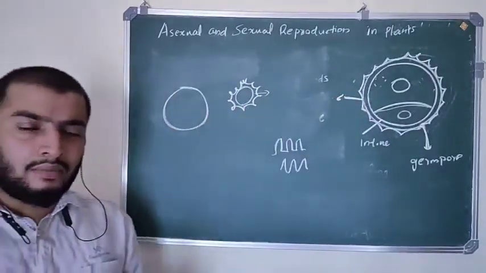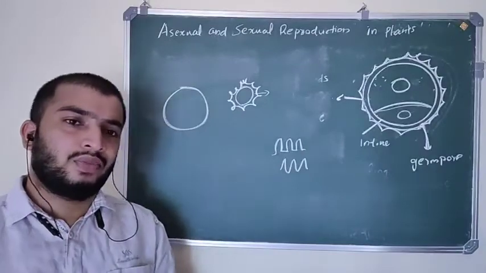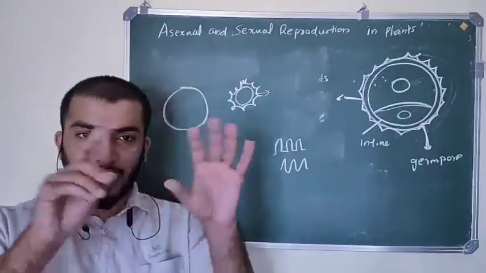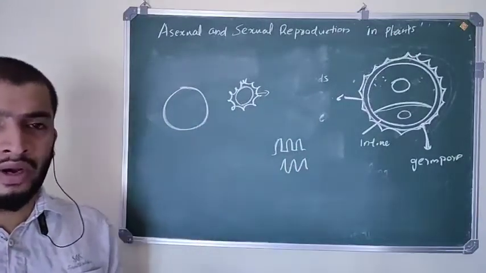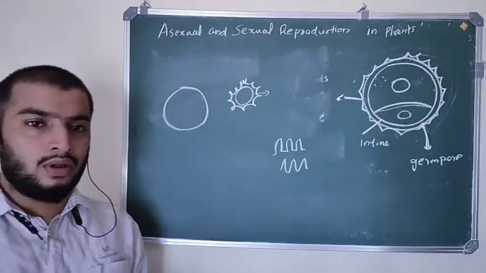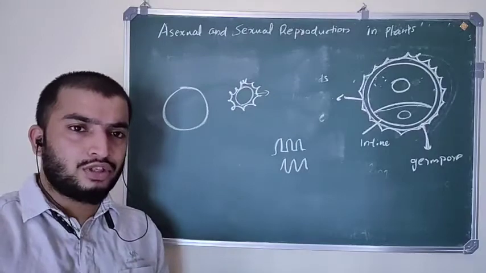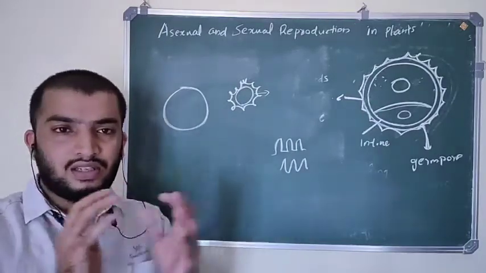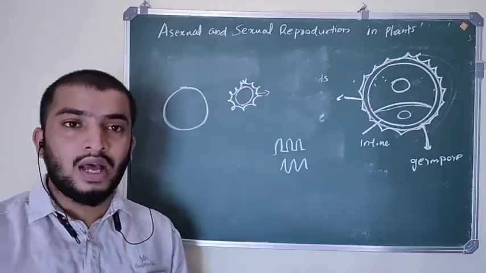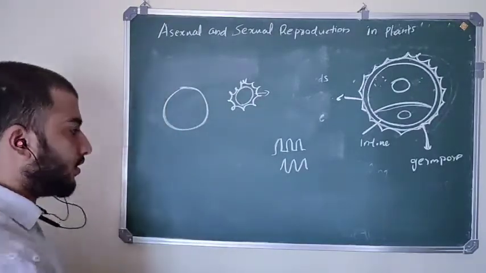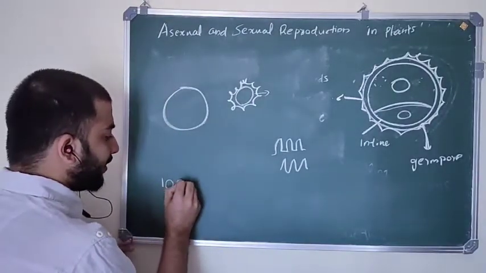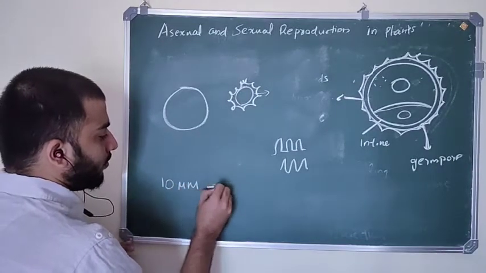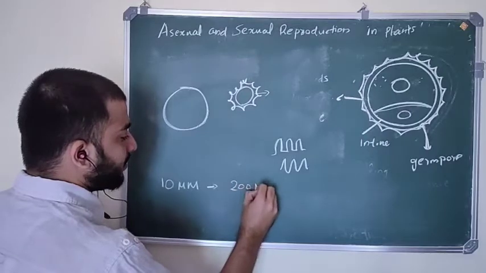And pollen size is also different. Pollen may be globoid in shape, or ellipsoid, or angular or lobed. From one species to another, the pollen grain shape and size are different. Pollen size may range from 10 micrometers to 200 micrometers.